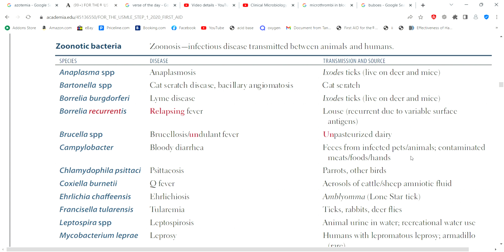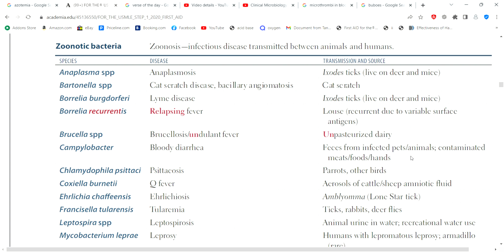Alright, so zoonotic bacteria, Anaplasma species, causes anaplasmosis. It's transmitted by the Ixodes ticks. What is Ixodes tick? Remember, we said Ixodes tick also transmits Lyme disease, which is caused by Borrelia, and it also transmits Babesia.